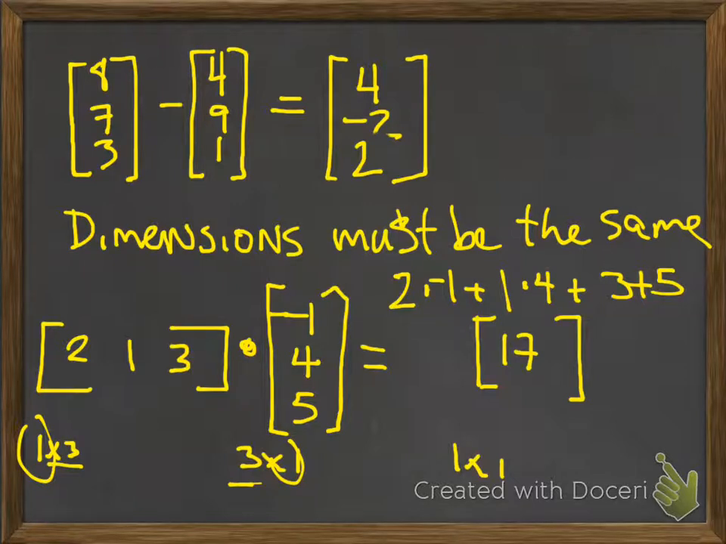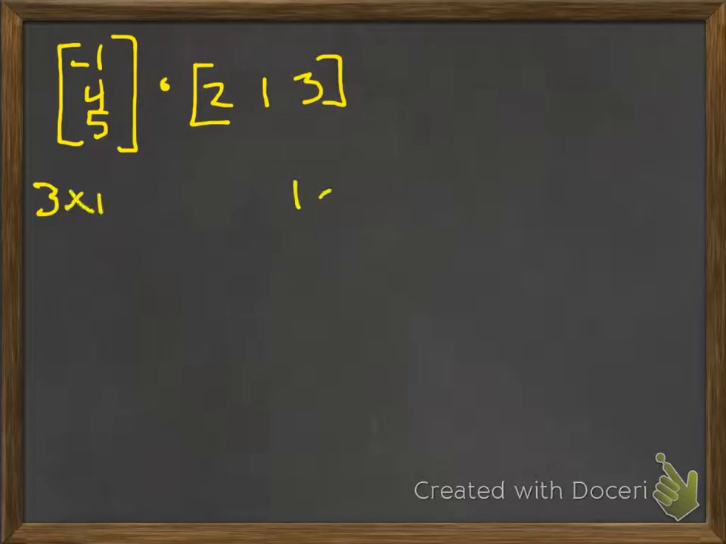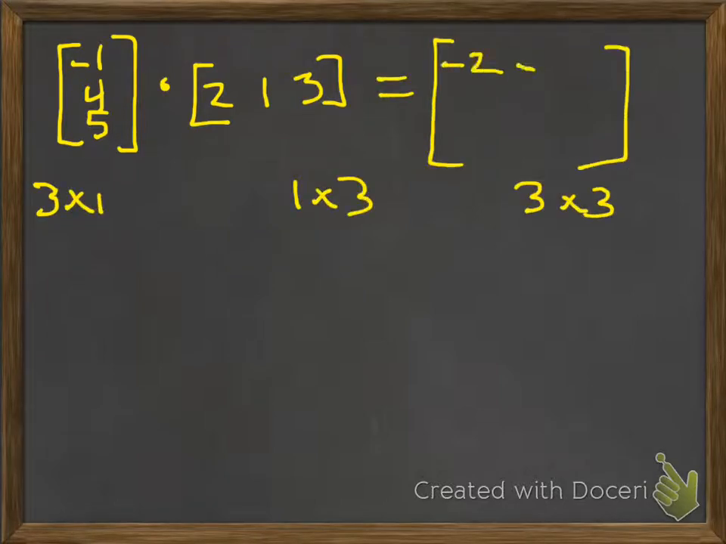But notice that I can take these same matrices and switch them, and I'm going to get a different answer. So negative 1, 4, 5, 2, 1, 3. Here I've got a 3 by 1 times a 1 by 3, which means I get a 3 by 3 matrix. All I'm saying is negative 1 times 2 is negative 2. Negative 1 times 1 is negative 1. Negative 1 times 3 is negative 3. And you keep doing that, and you would get all the answers for every entry.